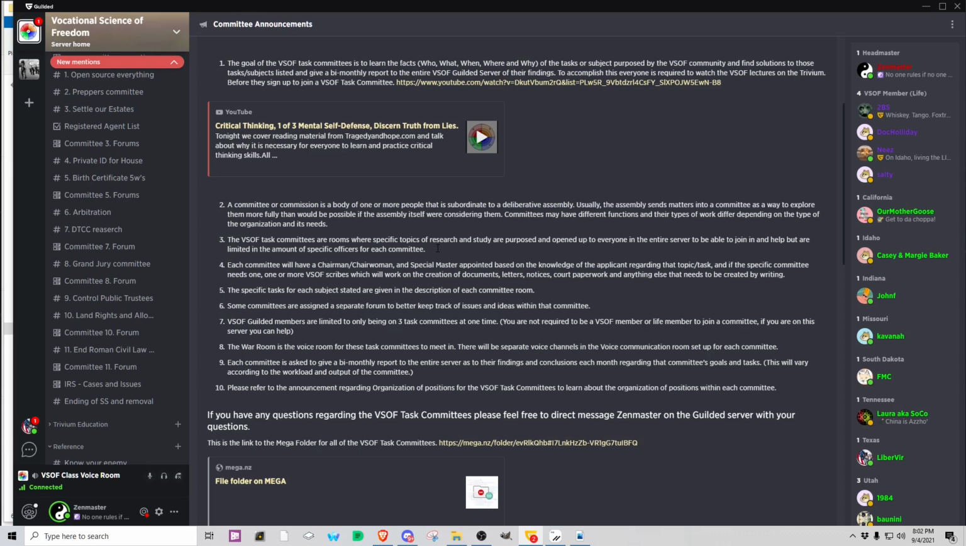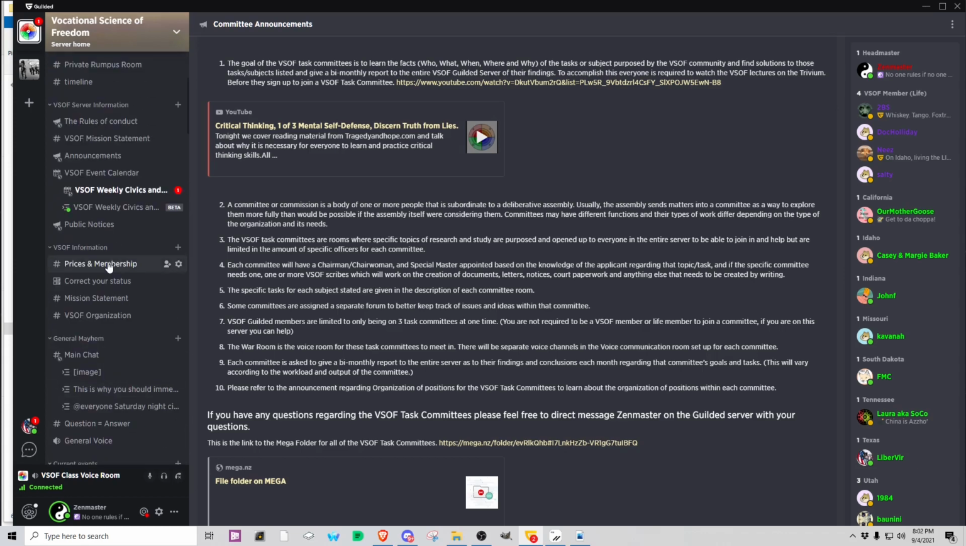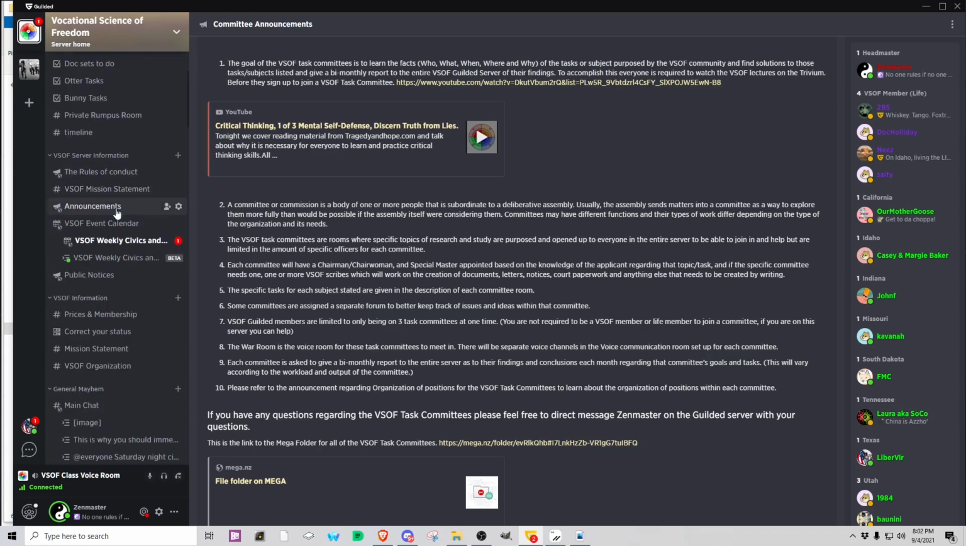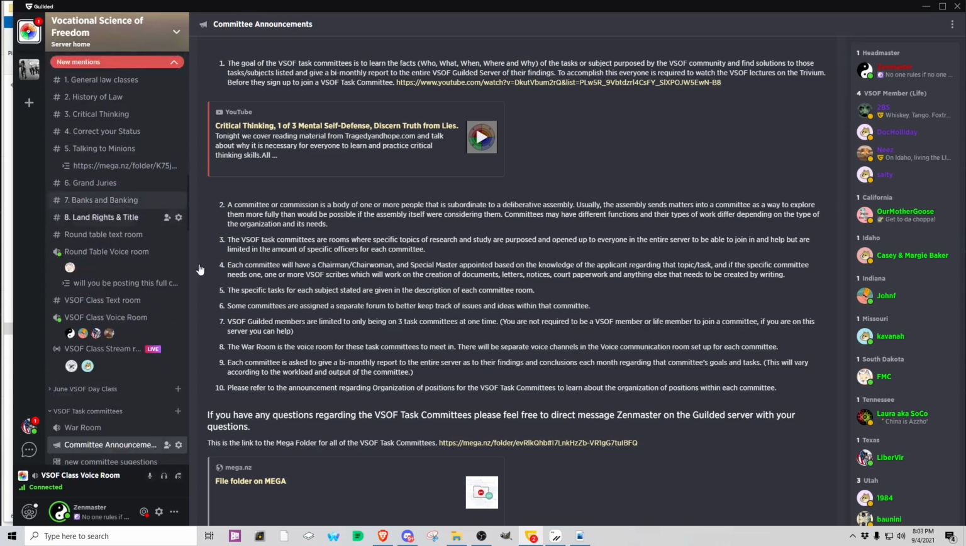I'm going to reset the roles, because I had a VSOF scribe role and I altered it. So I'm going to remake the Vocational Science of Freedom scribe role. If you have the capacity, knowledge, and ability to write paperwork, court paperwork, notices, and the like, and you've shown that to me or shown it in bringing forth documents you've created, then I'm just going to automatically give you the role. Then I will create an announcement in the server, up here under the VSOF server announcements, stating the parameters by which you can ask for and be granted a role as a Vocational Science of Freedom scribe.